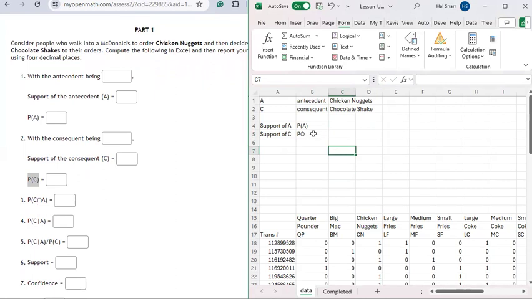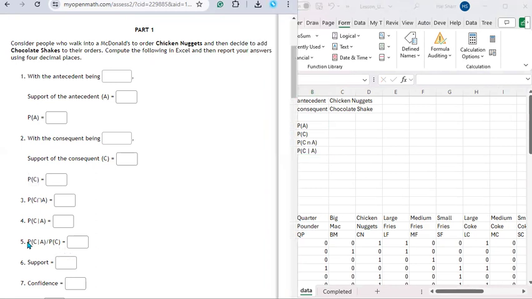And then we need the probability of C and A. I'm going to use a little lowercase n there for "and." This is just called the support. In market basket analysis or association mining, when you see the word support by itself, you're talking about both the antecedent and the consequent. You're talking about their joint probability. And then we need the probability of C given A. And then we need the probability of C given A divided by the probability of C.